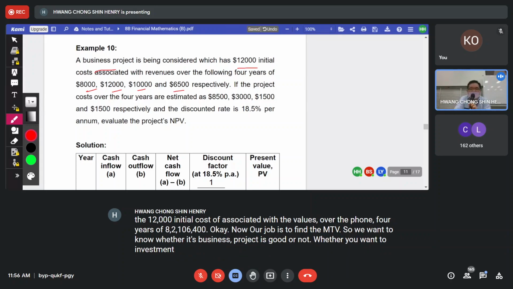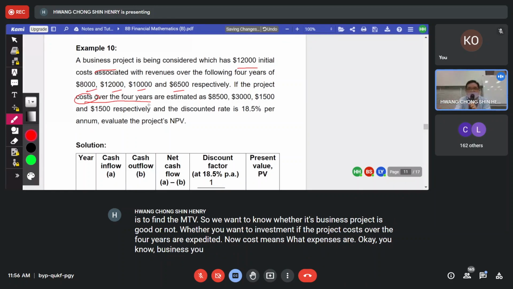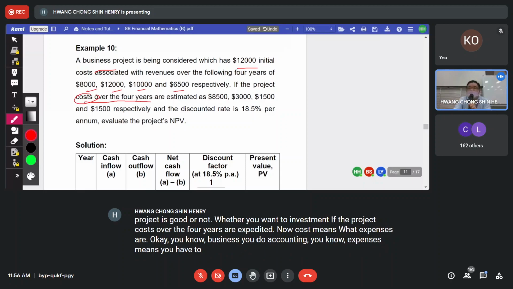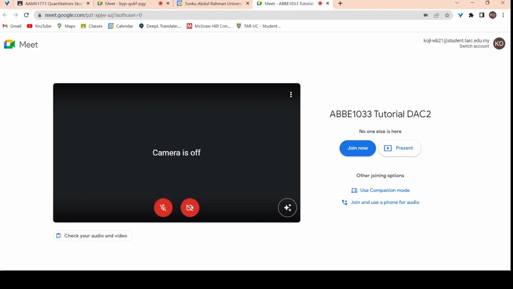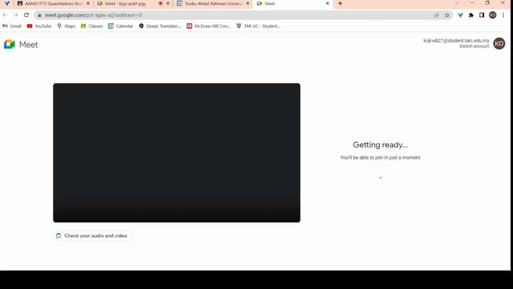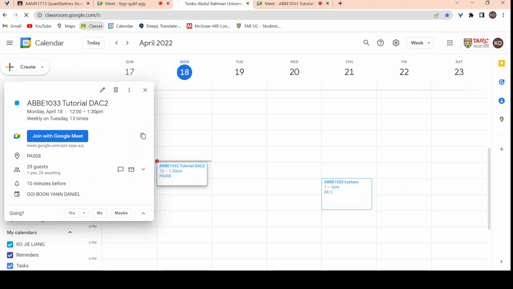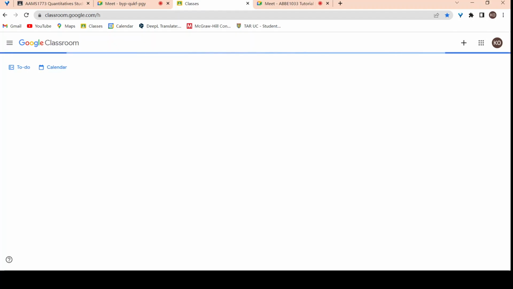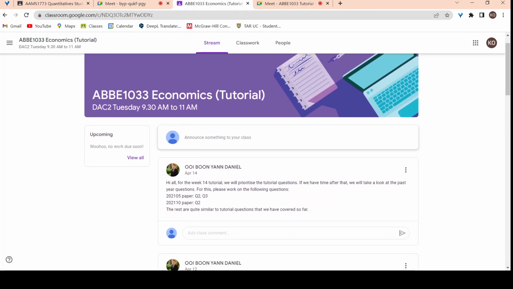If the project costs over the 4 years are estimated, now cost means expenses. You all do business, you do accounting, you know. Expenses means you have to minus out, correct or not? You want to know how much money you earn, you must minus your cost, so that you call it net profit. You must minus out your cost. How can you count all the money coming in as profit? If you never minus your expenses, and your expenses are more than what you get, you still lost, right? Very basic knowledge.